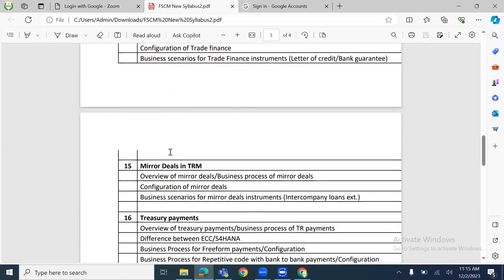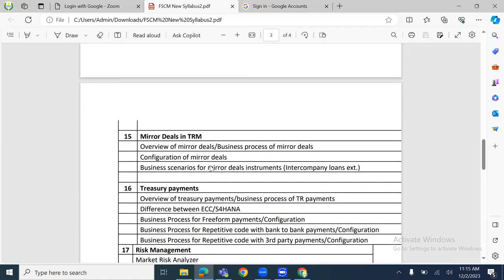Basically in trade finance, I am going to cover letter of credit and bank guarantee, how it is going to be associated with the sales and distribution and materials management modules, and how it is going to integrate. That we are going to see in trade finance. Then the next topic would be mirror deals.